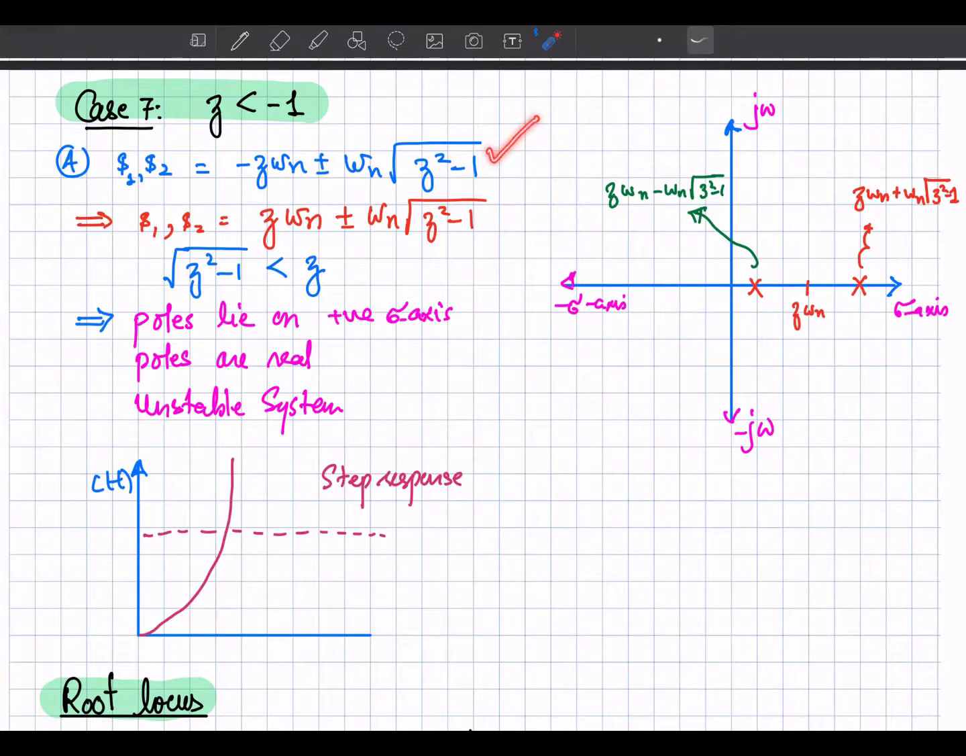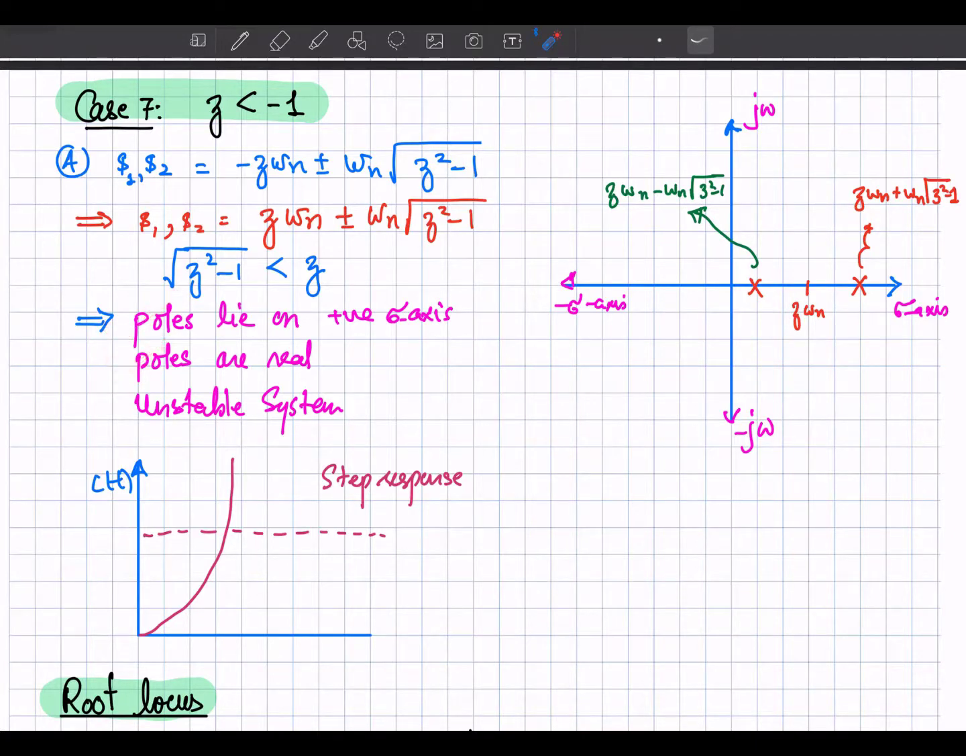so this is the equation for the roots of the second order system. If we take zeta less than -1, this will become positive. And what about this one? As the zeta is less than -1, this will become positive but greater than 1. So this will be a real number. So the poles will be on the real axis, and they will be different because the square root of zeta square minus 1 is less than zeta. So poles lie on the sigma axis.